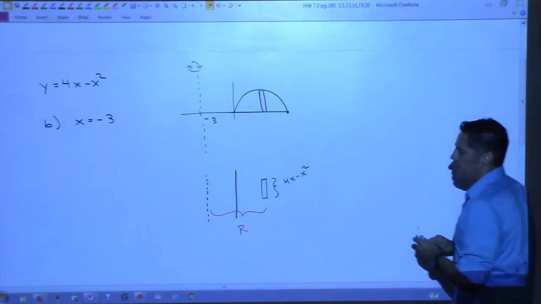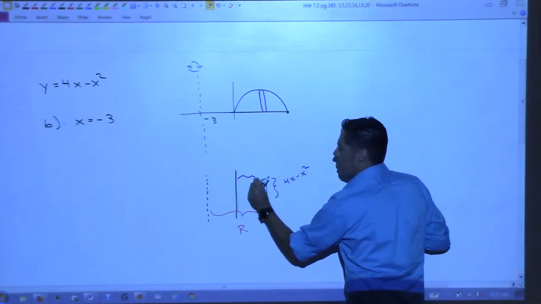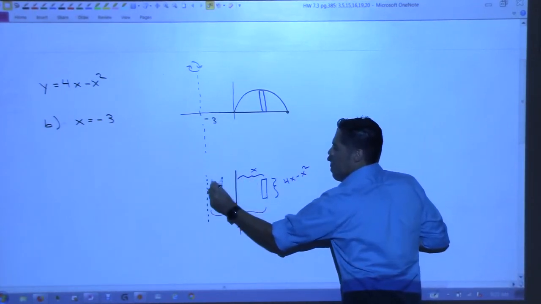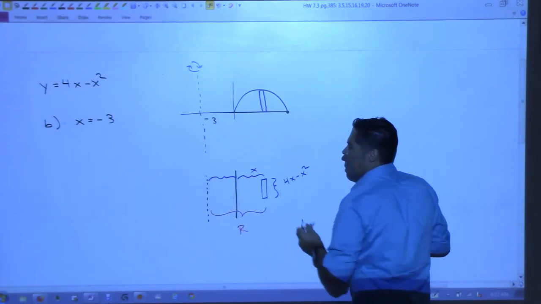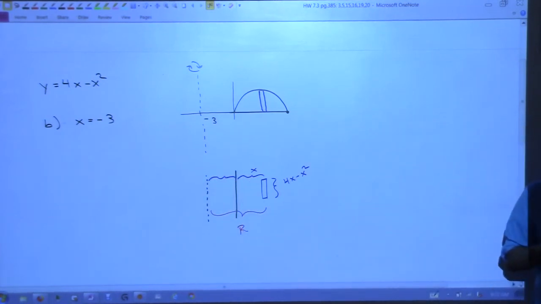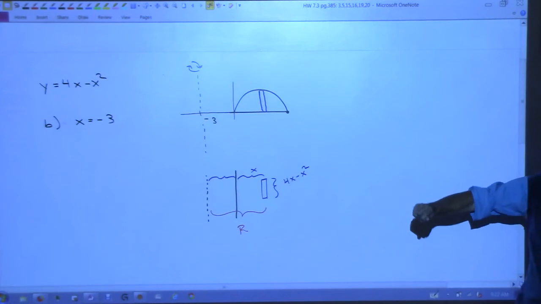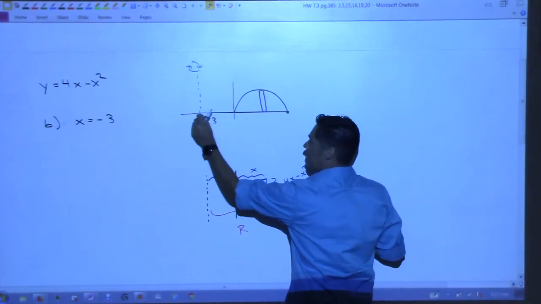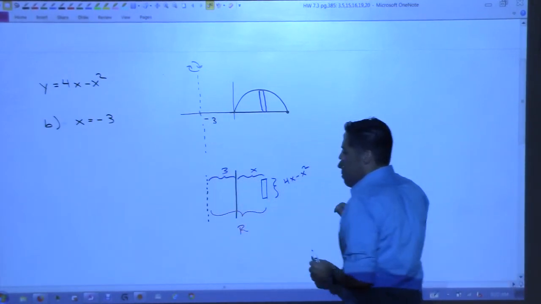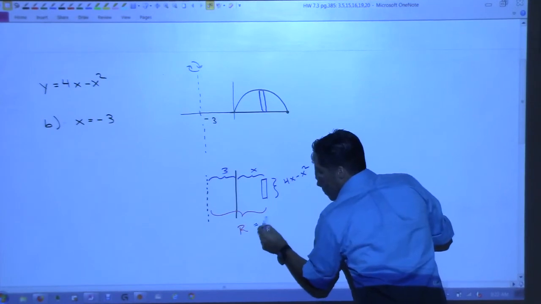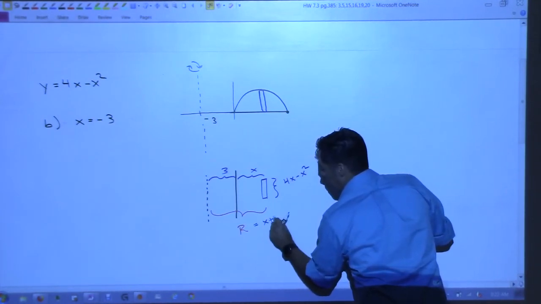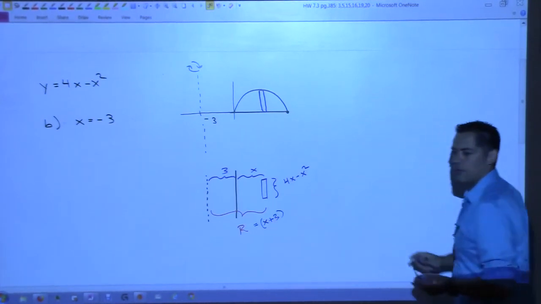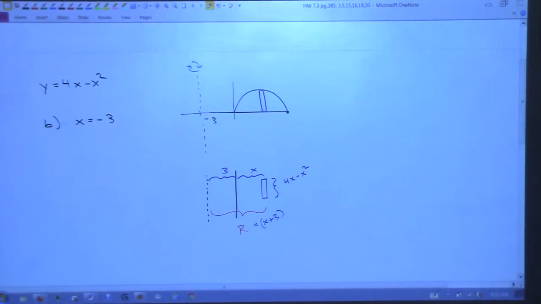But we just said that the distance from here to here is always what? x. And what's the distance from here to here? We look at it as an absolute value because it's a distance. So that measurement is 3 because this is -3. So my radius must be 3 plus x or x plus 3. It doesn't matter which way you do it. That's my radius. I didn't need the parentheses.